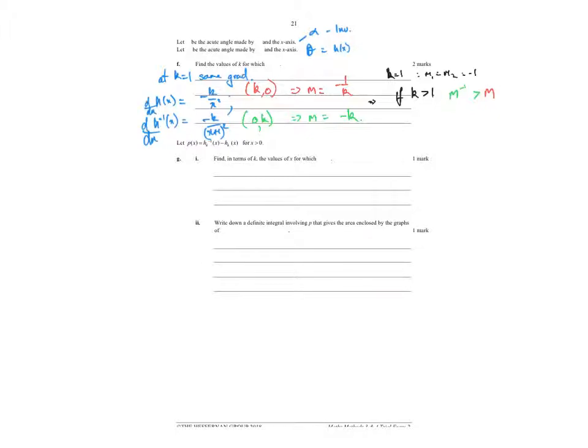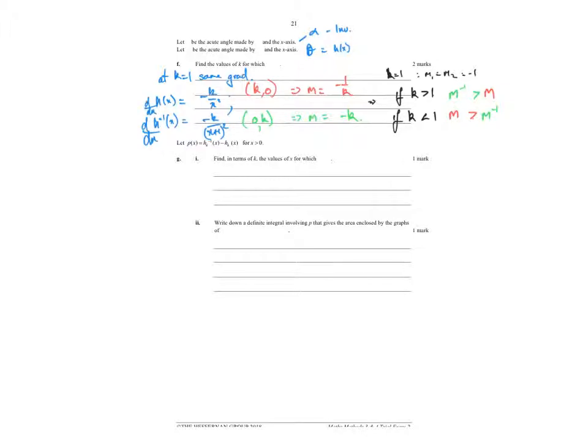And if k is less than 1, that means my red function will be greater than my green one, which is the inverse function. Okay? So, yeah, it's a little bit of thought in that one. All right, what have we got to finish with?